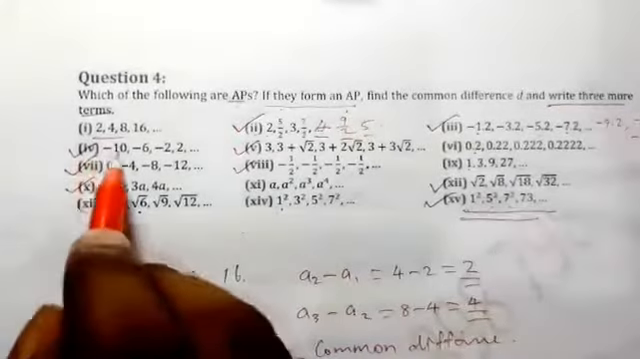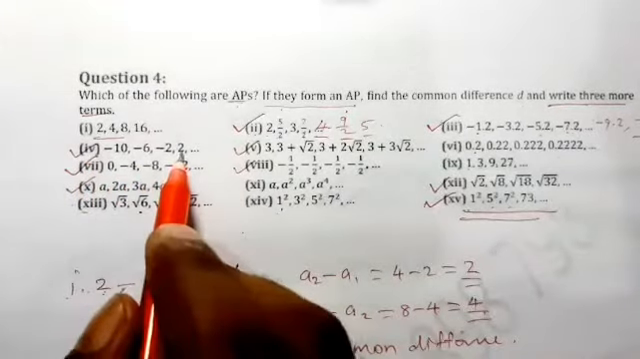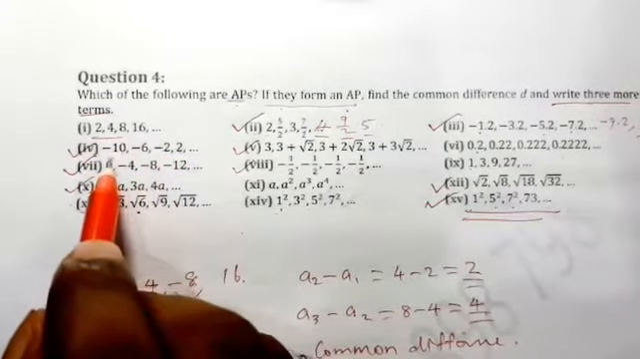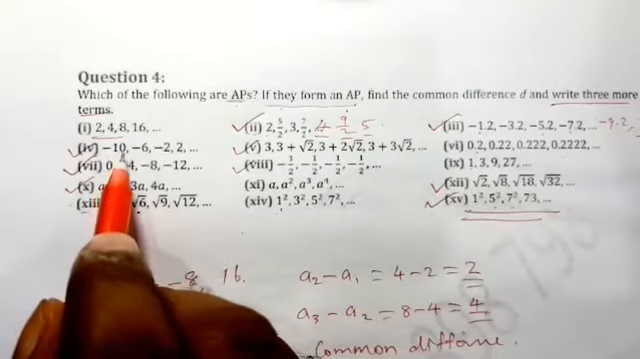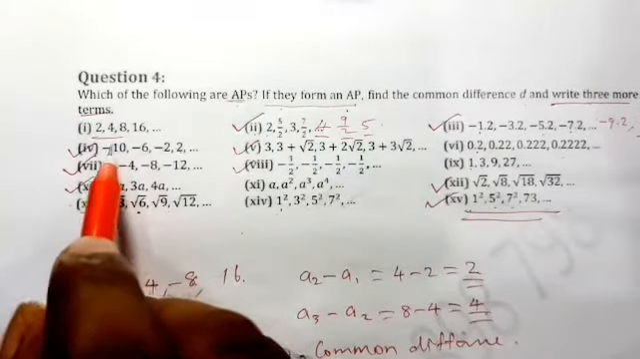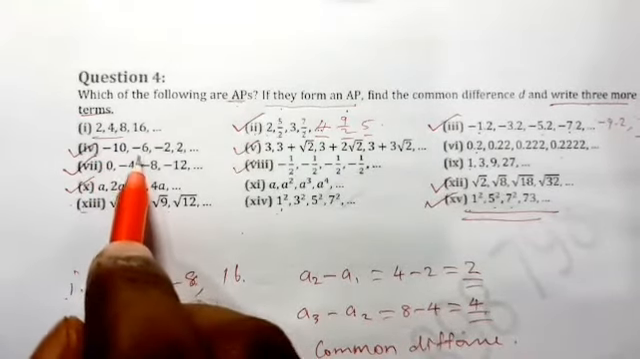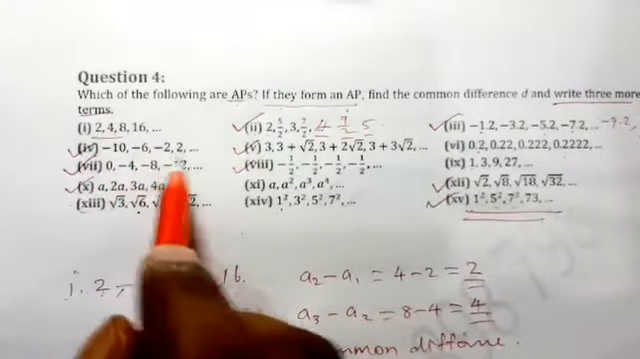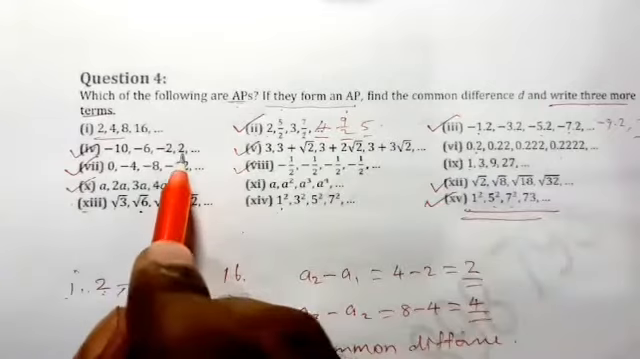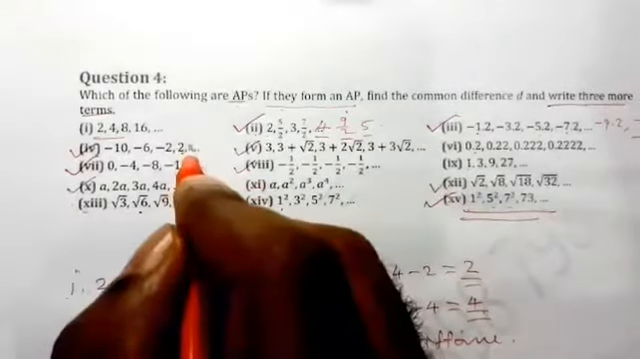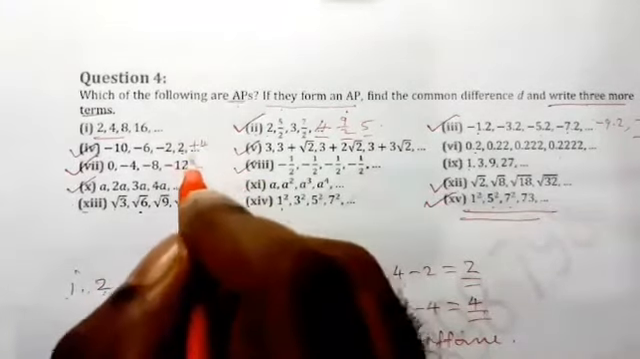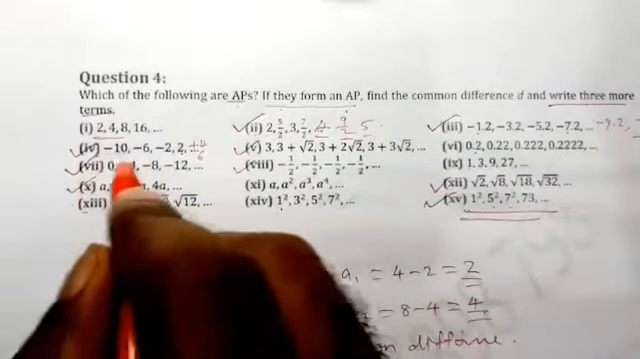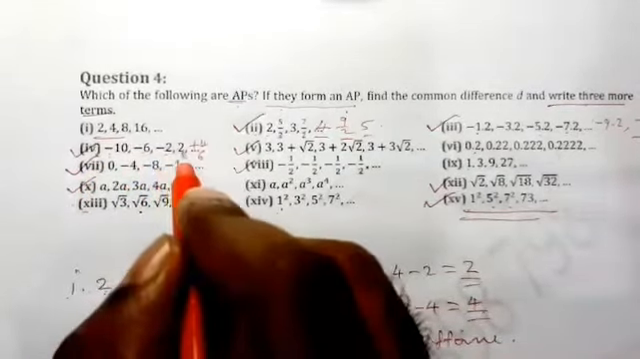Then the next question: minus 10, minus 6, minus 2, 2. Actually, is it decreasing? What is it doing? Minus 4, sorry, plus 4 is being added. So it is not decreasing, actually it is increasing, because the negative value is coming as a positive. Here positive 2 is obtained. So when we add 4 here, 2 plus 4 is equal to 6 will be there.